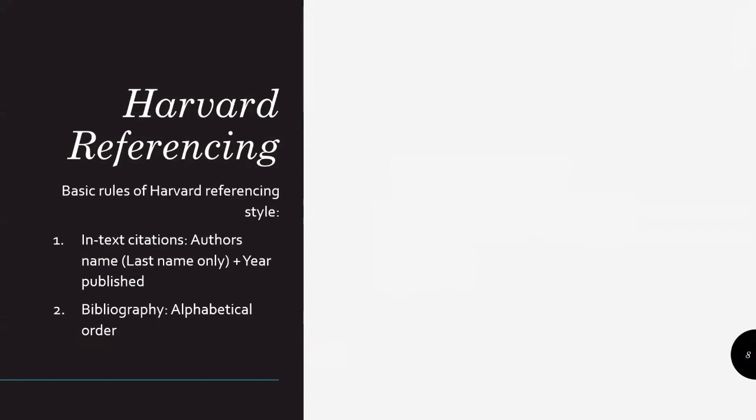The second rule is about the bibliography, which is also called the reference list, which is always at the end of your assignment, your presentation, or a research paper. For instance, if we take a presentation, your bibliography is going to be on the last slide. When we are using the Harvard referencing style, we need to ensure that the reference list, also called the bibliography, is in alphabetical order. So these are the two basic rules when we are using the Harvard referencing style.